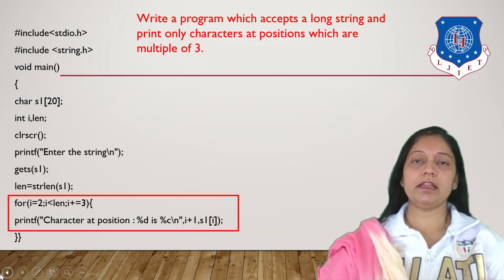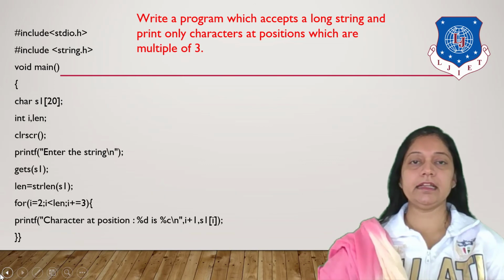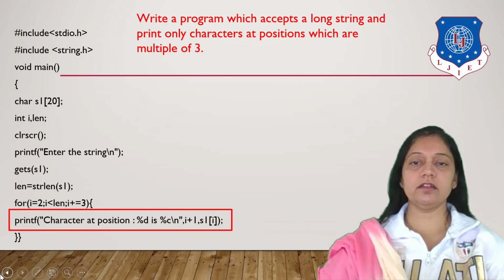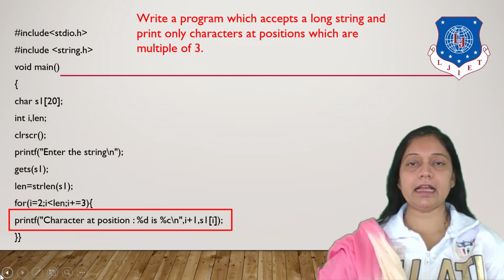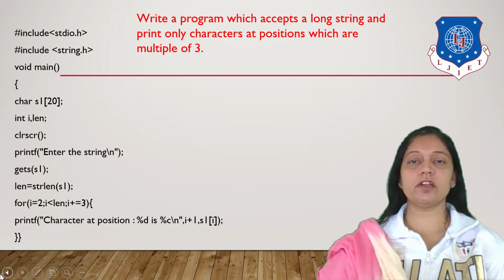Inside the loop, I'll display the character. Already I'm getting the indexes 2, 5, 8 and so on. So at all these particular indexes, I will fetch the characters and display them. So printf, character at position %d is %c. This would be my control string. For position, I am taking the index i plus 1. Means if i is equal to 2, so 2 plus 1, that is the third position value would be displayed. And the character would be S1 in square brackets i. So i is equal to 2.